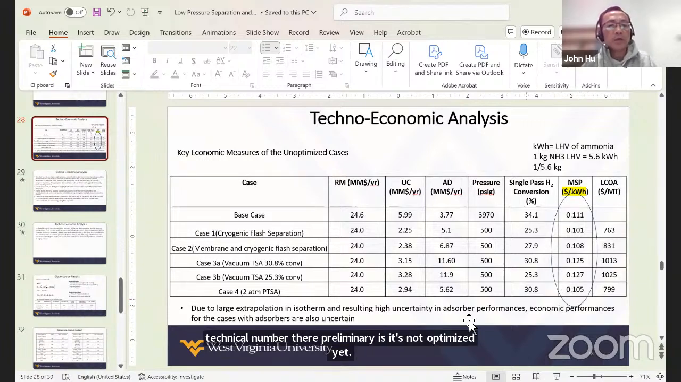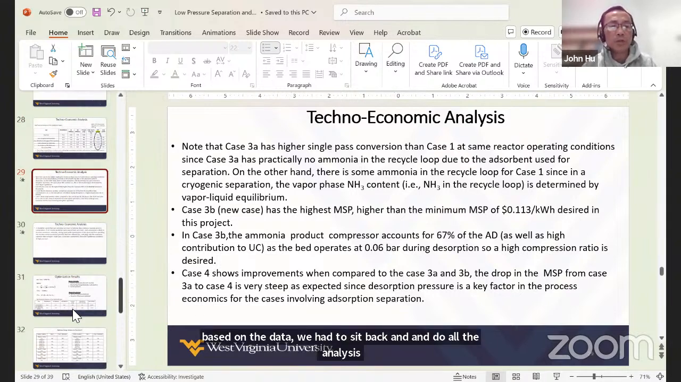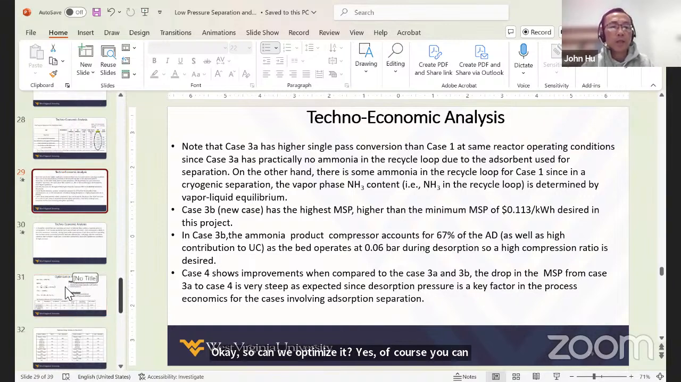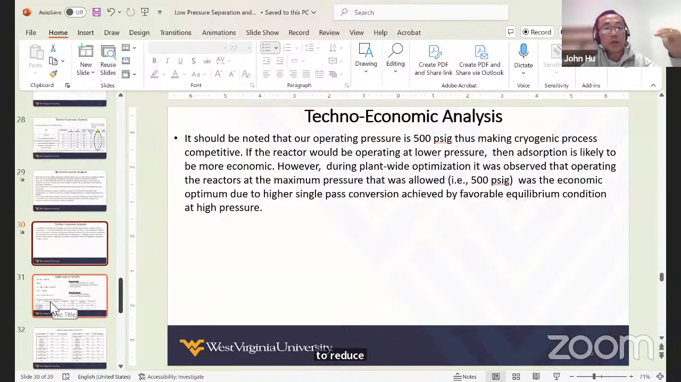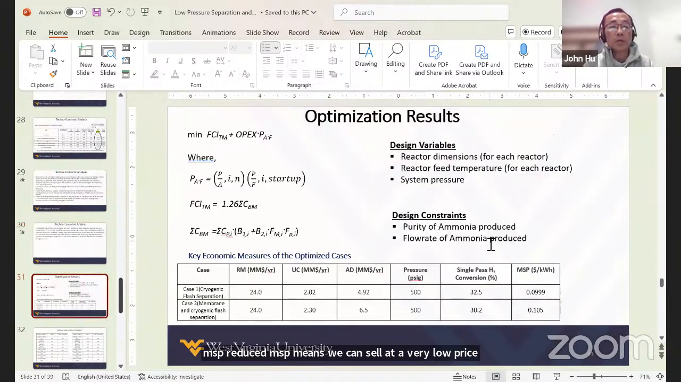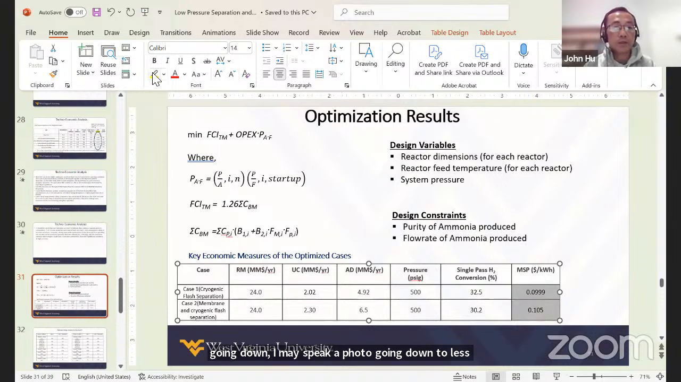Based on the data, we have to sit back and do all the analysis. Can we optimize it? Yes, of course you can, because you have to see where the money is wasted. You do all this TEA analysis, and maybe we change the pressure or change the downstream separation approach, and overall we want to reduce the MSP. Reducing MSP means we can sell at a very low price and still make money. That's called the optimization result. After the optimization, we found that for case 1 and case 2, the MSP can go further down to less than 10 cents.